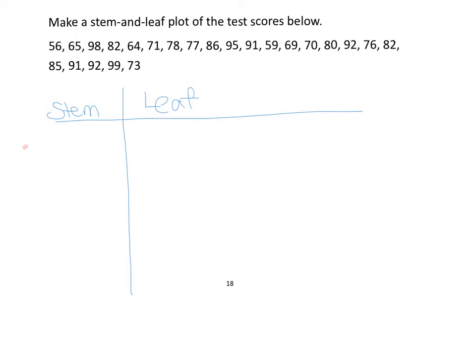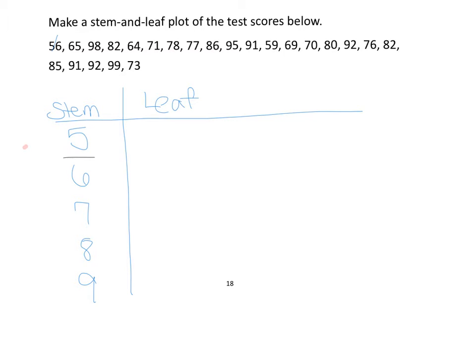And we go through our data and we see we have 56. When we look at the data, we see 56 is our smallest number. So our stems are going to start at 5, and we're going to count up. The way you know when to stop is we end up finding 99. That's our highest number. That means the stems need to go from 5 all the way up to 9.